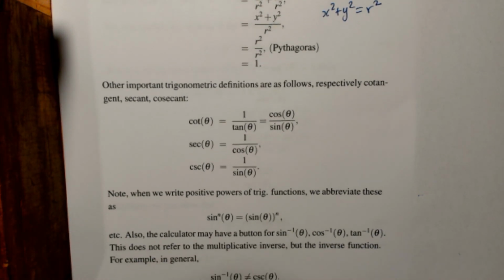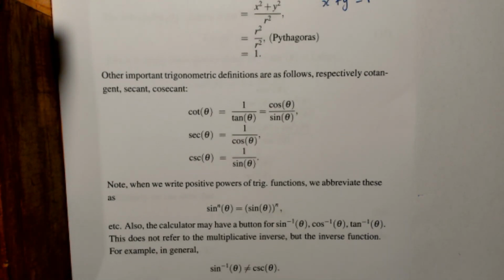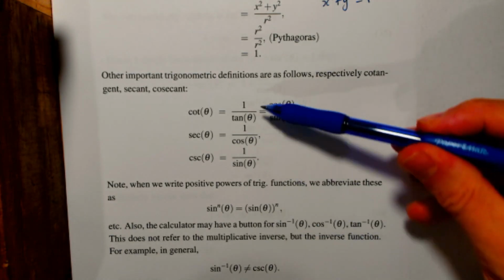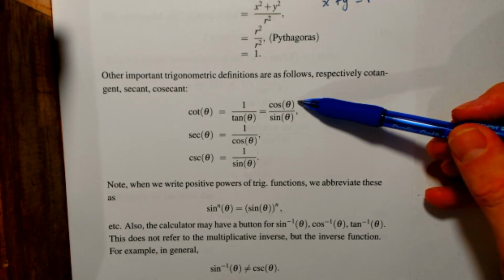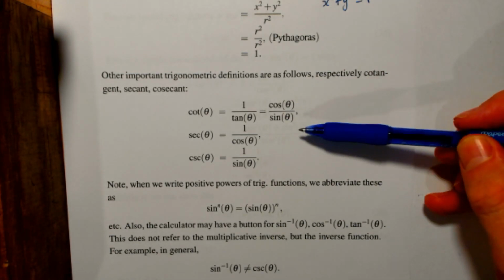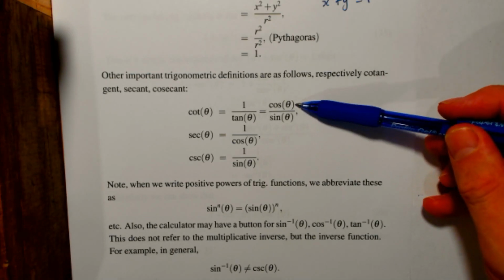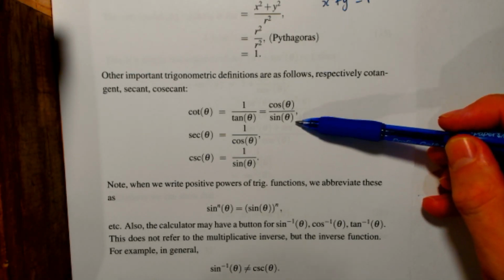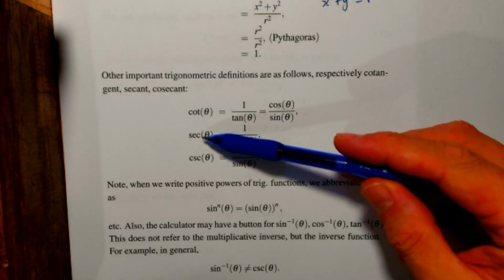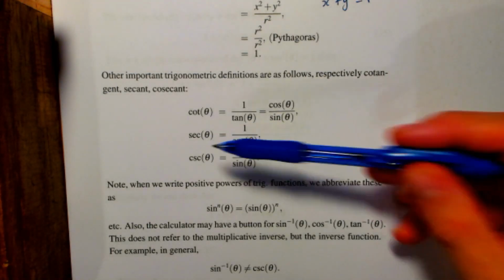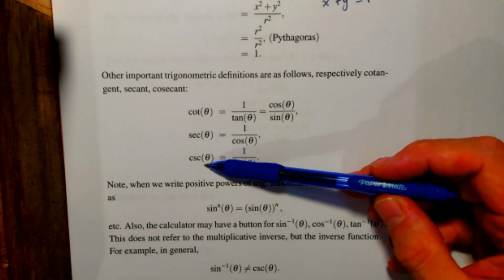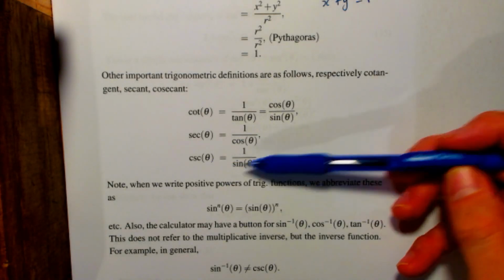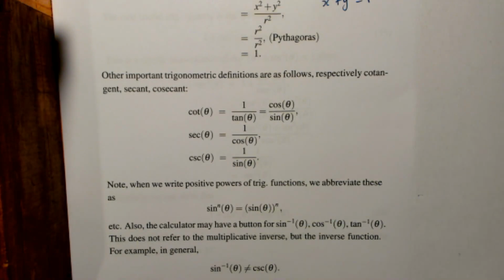Okay, other identities that are occasionally useful: cot, which is the multiplicative inverse of tan of theta. So inverting sine over cos gives us cos over sine. Now sec of theta is 1 on cos of theta, and csc or cosec of theta is 1 on sine of theta.